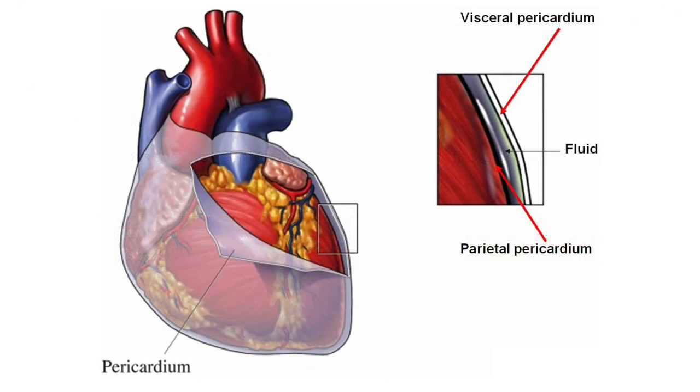And these images make this more clear that the visceral pericardium is stuck to the surface of the heart itself. Then there's a space where we have the pericardial fluid, and there is an outer layer, the parietal pericardium, around it.